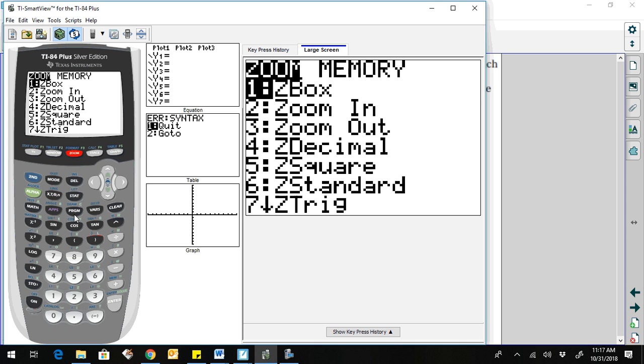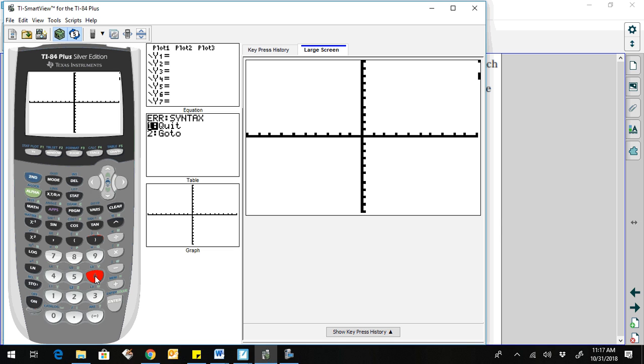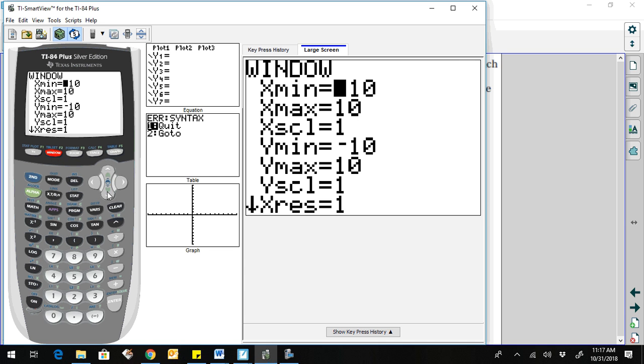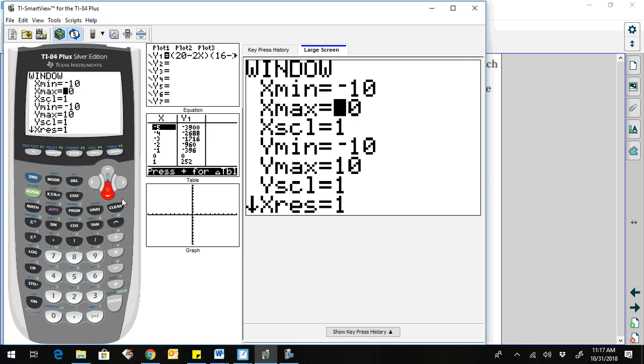So I'm going to press zoom 6 just to get me back to that standard window. And I see something kind of happening with the graph over here. And it looks like it goes higher than this. So I'm going to change my window. I'm going to keep my x's the same. I think that it looked just fine there. But my y's, I think I want to go a little higher on this one.